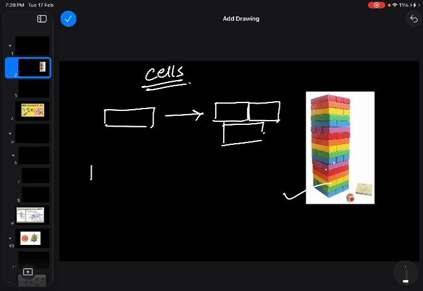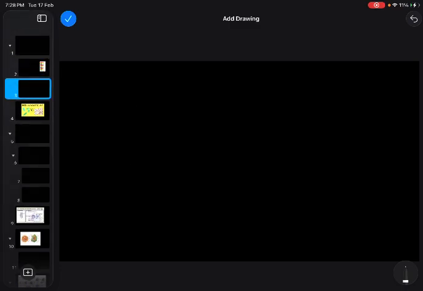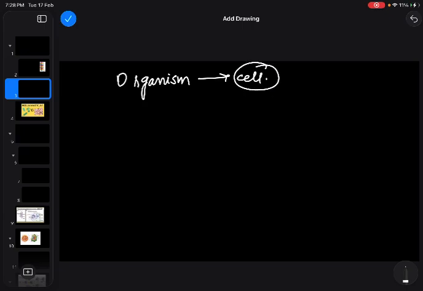Similarly, when we see a house, it is established with multiple blocks stacking over one another to form a house. In the same way, an organism has a building block which is a cell. So the cell is being defined as structural and functional unit of organism.